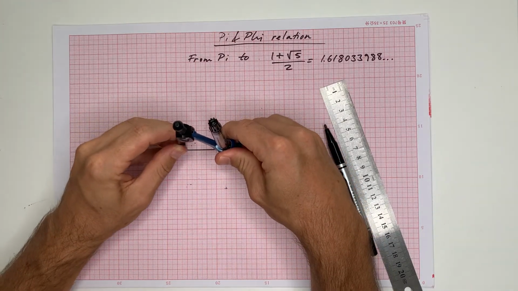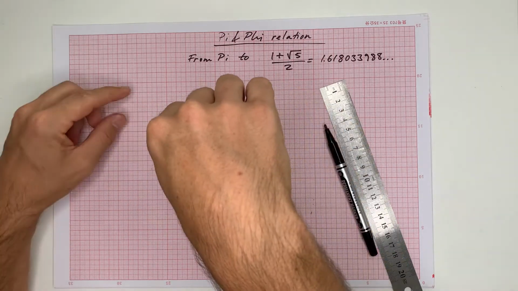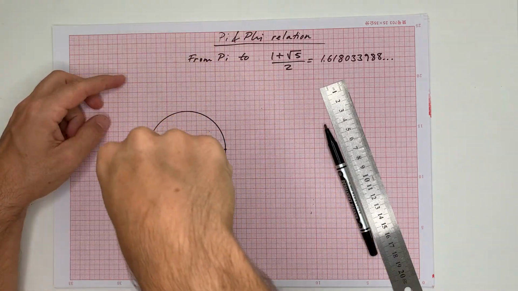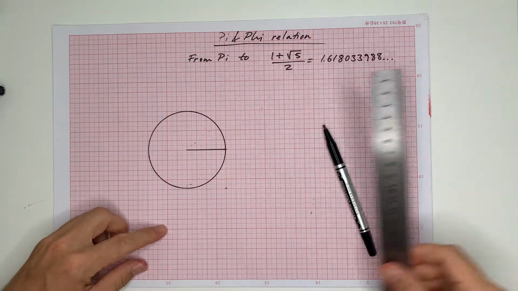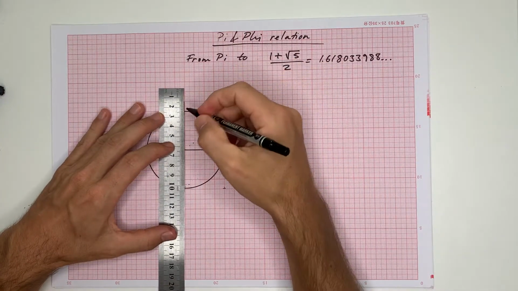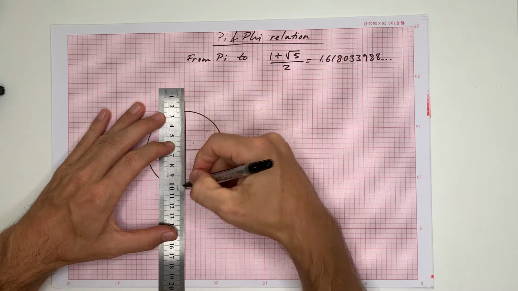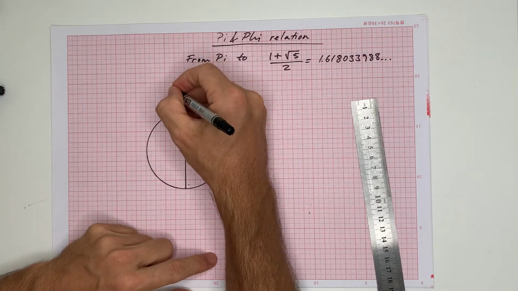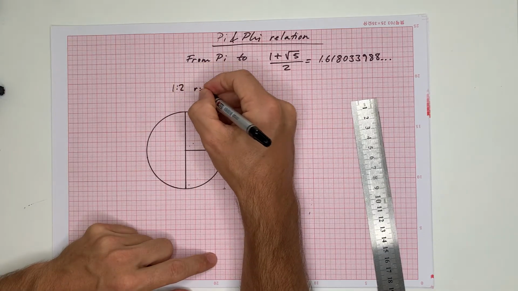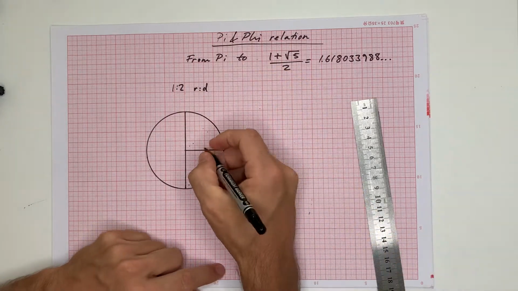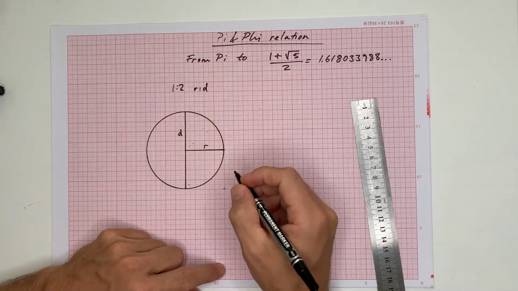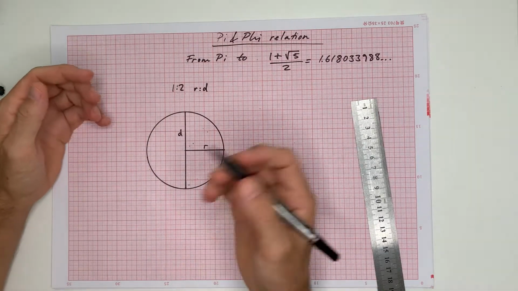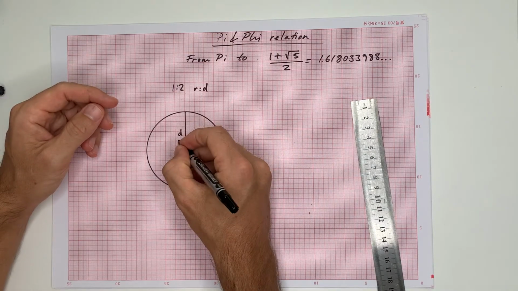I take this line as the radius of a circle. Let's say the radius of a unit circle. I will also make a diameter of this circle, like this. There is always a 1 to 2 relationship between the radius and the diameter. So here we have the radius and this is the diameter. So the proportion is 1 to 2. So let's say that the radius equals 1 and the diameter equals 2.